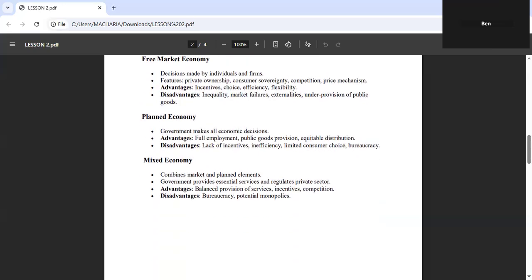Then there is a planned economy. In a planned economy, the government takes a bigger role. Government makes all decisions for economic value.